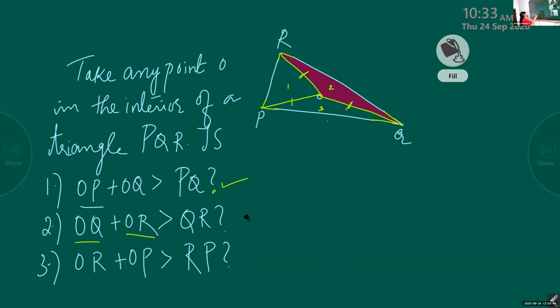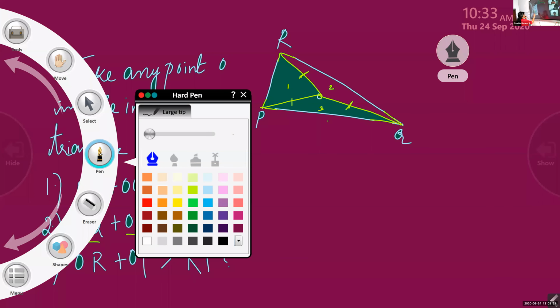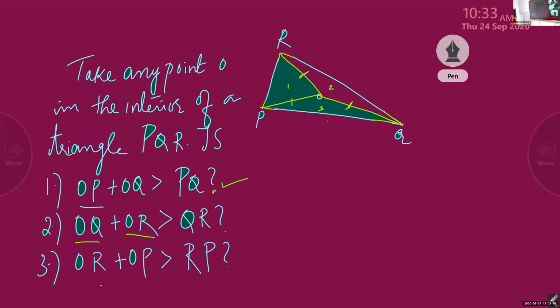Okay, check the third one. OR plus OP is greater than RP. Is it true or false? True, ma'am. It is true, isn't it? True, because that is also a triangle.